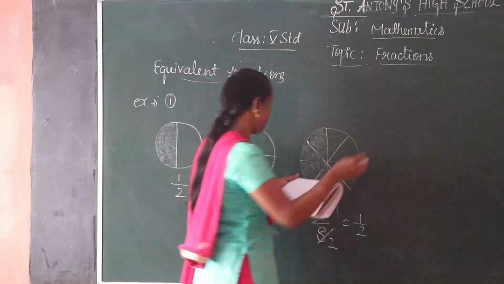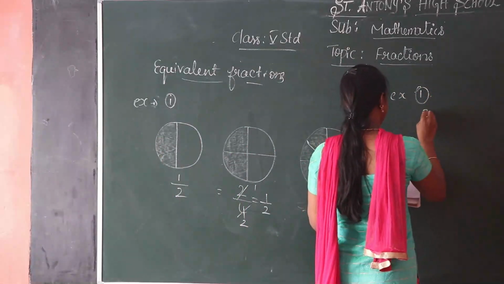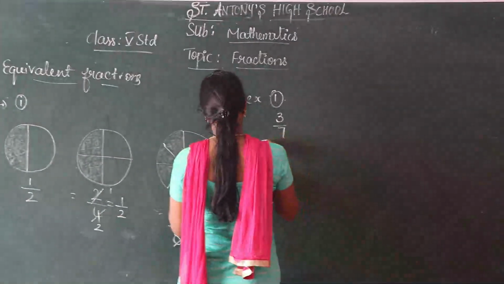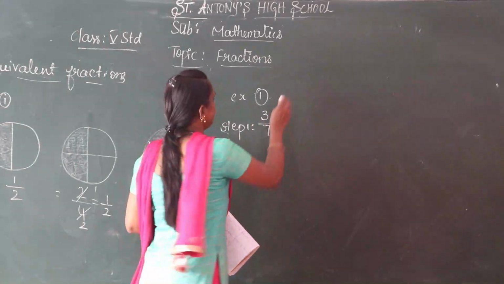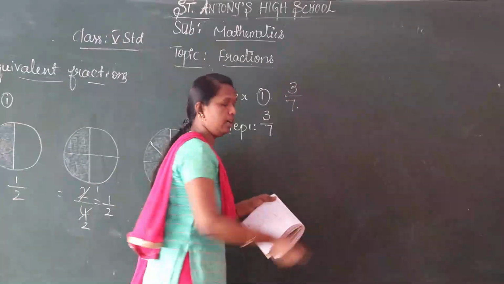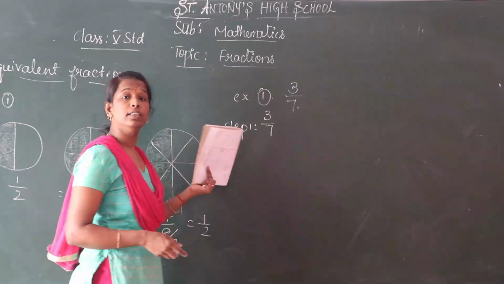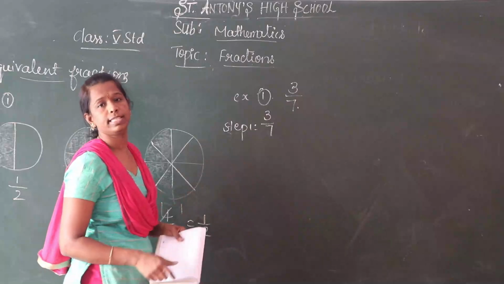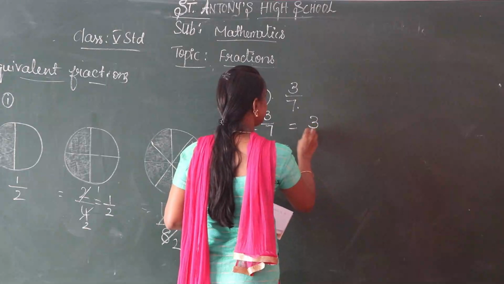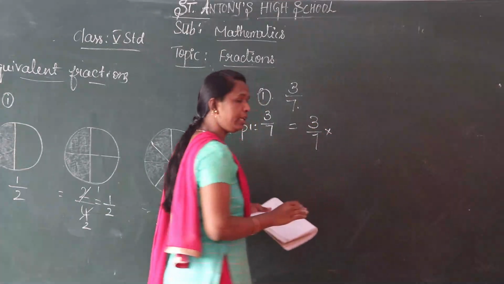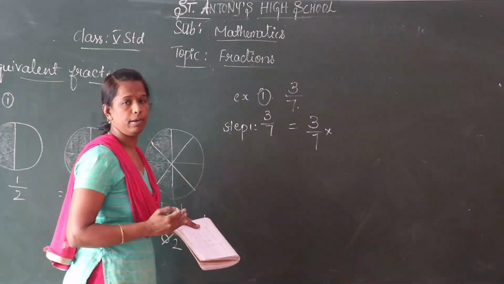And some examples are there. Let us take one example. Step 1: 3 by 7. This is a fraction, 3 is the numerator and the denominator is 7. So we have to write the equivalent fractions for 3 by 7. First we write 3 by 7 once again, and multiply both the numerator and denominator first by the first number, that is 1.